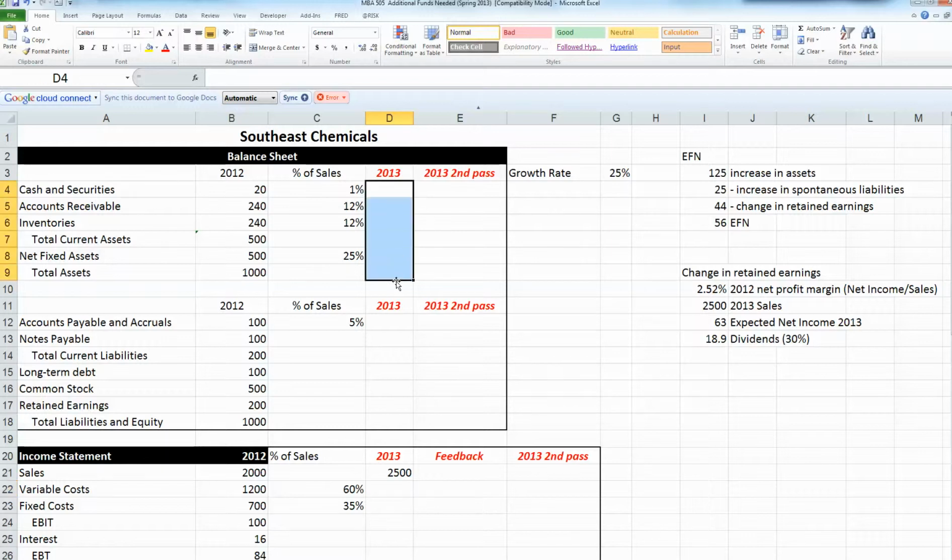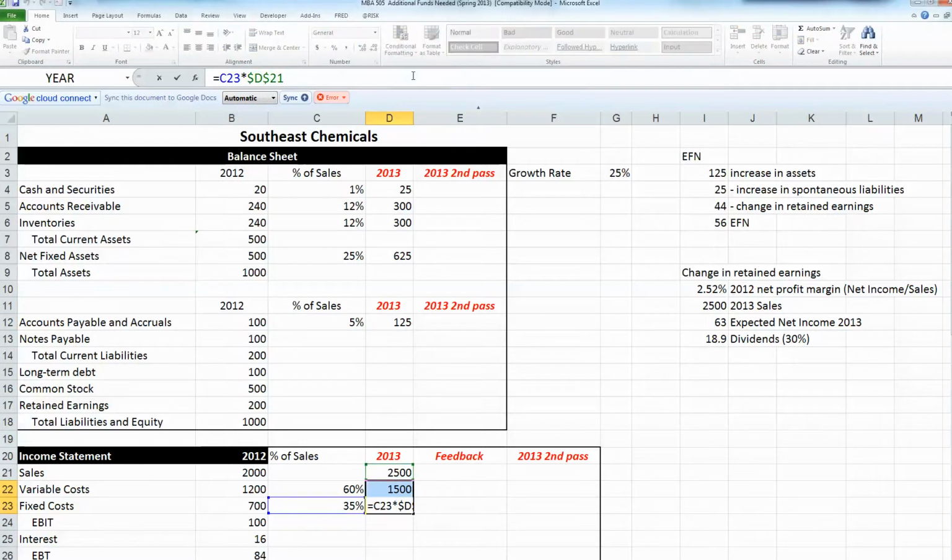Now I can start filling in different accounts. I can fill in every account that has a percent of sales figure in it in column C. So I take this 1% times sales for 2013, and I'm going to make that an absolute reference so that I can just copy it down. Actually, I'm just going to Control C, and then I can Control V into every cell that has a percentage sign in it. Just take a quick look at it to make sure it did it right. Trust but verify.